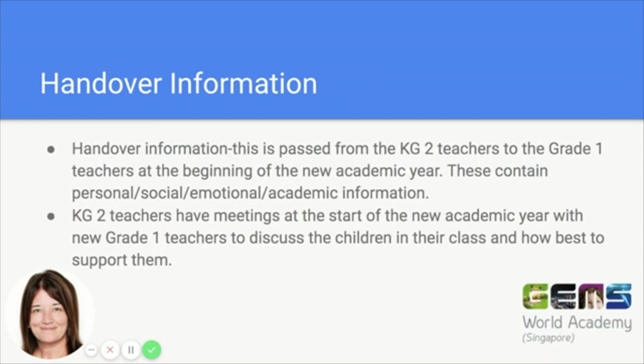Something important to note is that when the children move from KG2 to Grade 1, they take a wealth of information with them. So the current KG2 teachers will put together personal, social, emotional and academic information about the children, and those will be handed on to their respective new teachers as part of a handover process. The KG2 teachers also have meetings at the start of the new academic year with the new Grade 1 teachers to discuss the children who have been placed in their class and how best to support them.